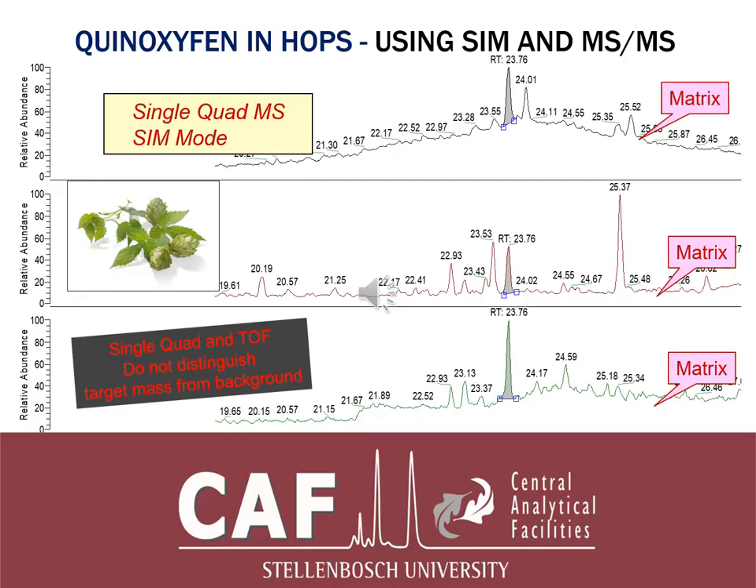There will be 2 slides, one from Agilent and one from Thermo, of the 2 different triple quads. They explain how MS/MS is done, how it's performed. And then also with the time of flight, even if it's more advantageous than a single quad, it still does not distinguish a target mass from the background.